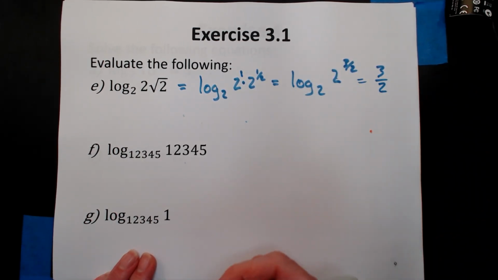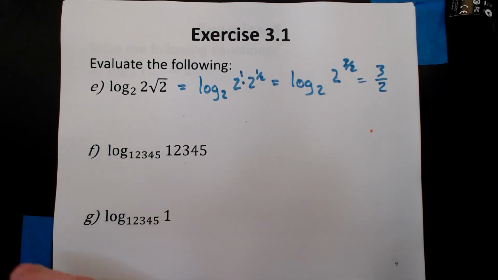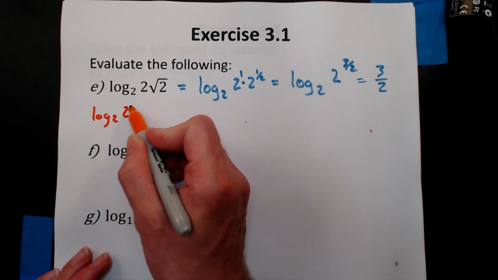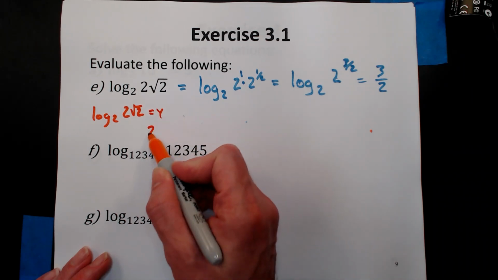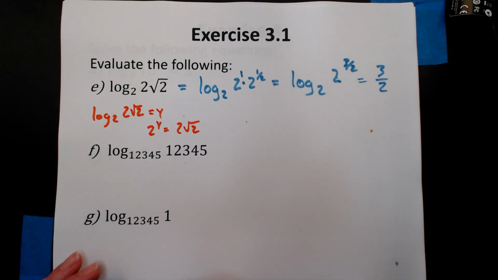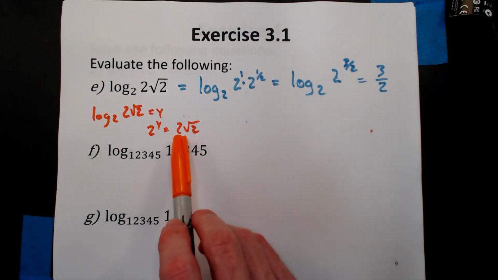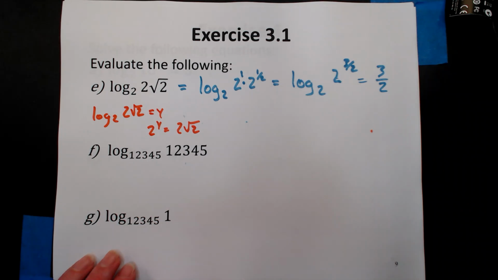Once again, you could put this in a format similar to what I said before. You could say this is log base 2 of 2 times the square root of 2, and say that equals y, and say 2 to the y equals 2 times the square root of 2. You can work it the same way I showed previously, like we would in section 7.1. You'd still have 2 times the square root of 2, which would still come out to the 3/2 power.